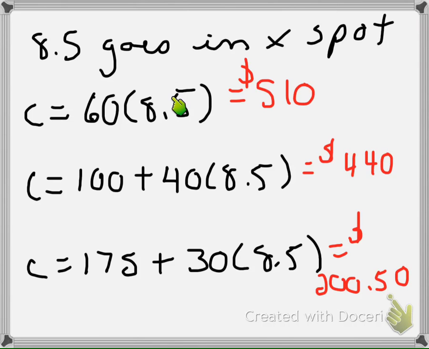The 8.5 goes in the hours spot because it represents hours. This means multiply. When you do that, you get $510. That 8.5 goes in the hours spot. 40 times 8.5 plus 100 is 440. And the 8.5 goes in the 30 spot. And this times this plus 175 is 250.